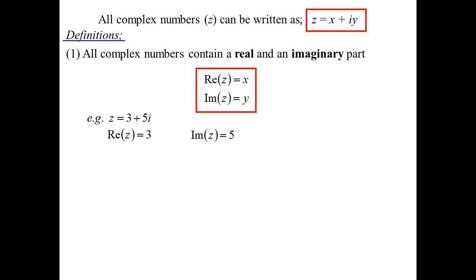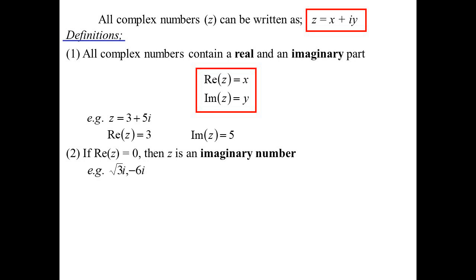Now, if the real part turns out to be 0, then z is an imaginary number. It has no real part, so it's purely imaginary. Examples of that: root 3 i, minus 6i. Well, any multiple of i, I guess, would be one.